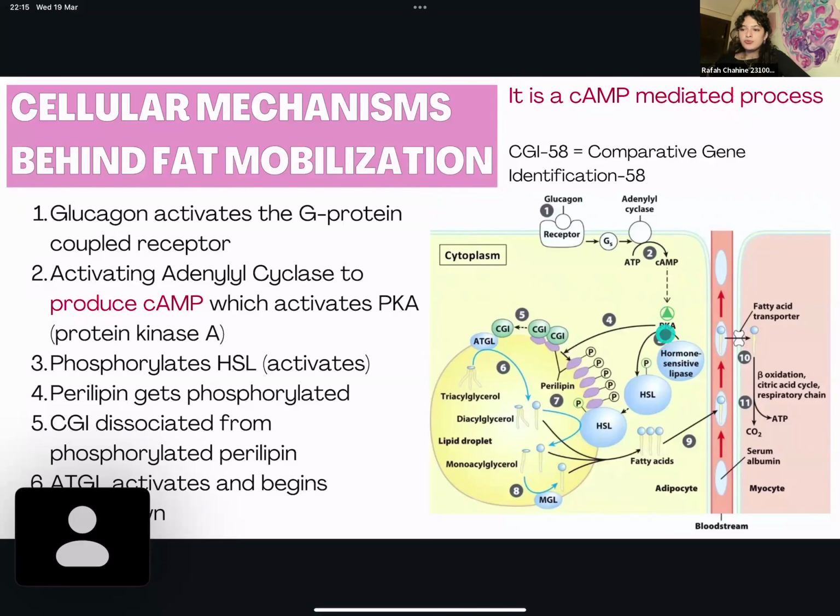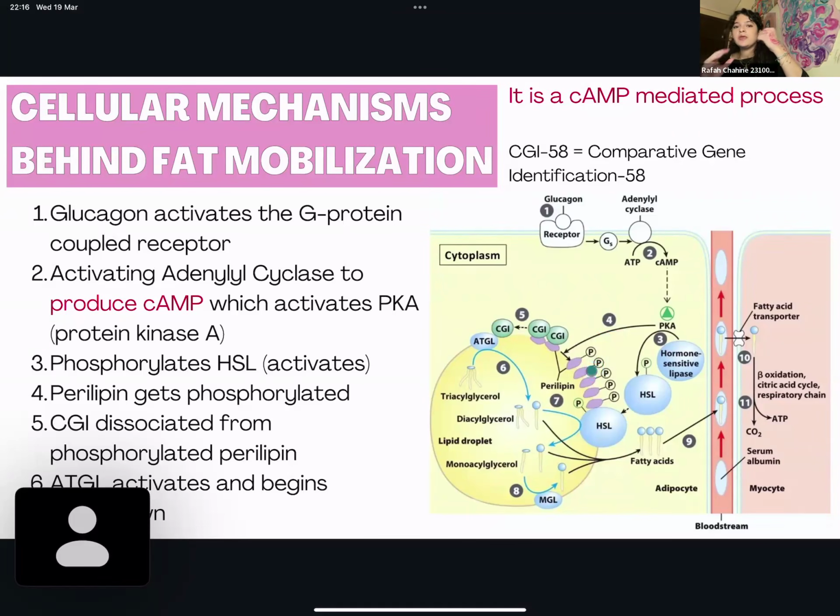Protein kinase A in step number 3 will go and activate or phosphorylate hormone-sensitive lipase. This is why I said glucagon activates hormone-sensitive lipase, because it's the first thing that it phosphorylates in the whole process. So PKA in step number 3 is going to go and phosphorylate HSL. In step number 4, it is going to go and phosphorylate this thing called perilipin.